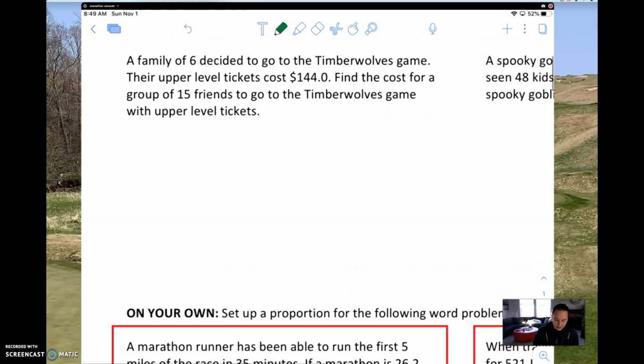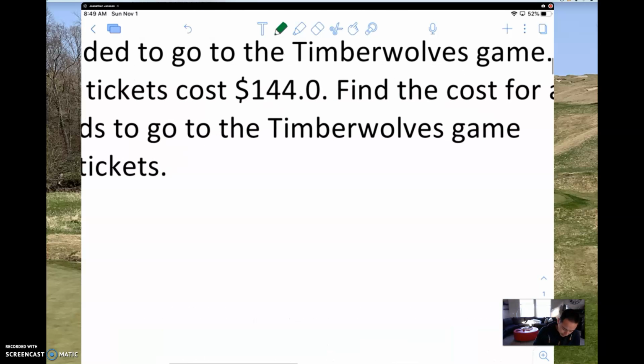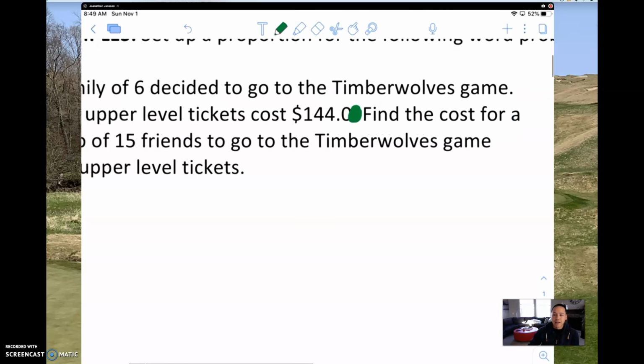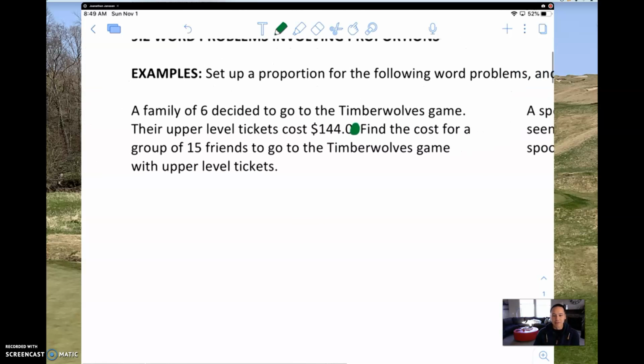A family of 6 decides to go to the Timberwolves game. Their upper level tickets cost $144. Let's put another 0 in there for the cents. Find the cost for a group of 15 friends to go to the Timberwolves game with upper level tickets.